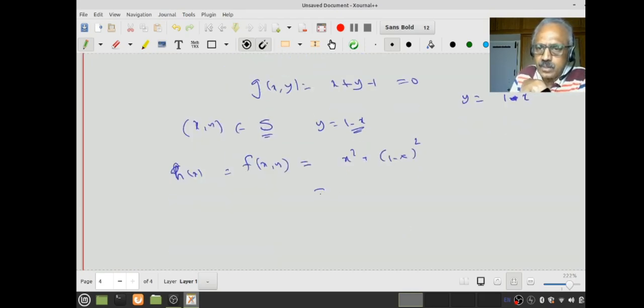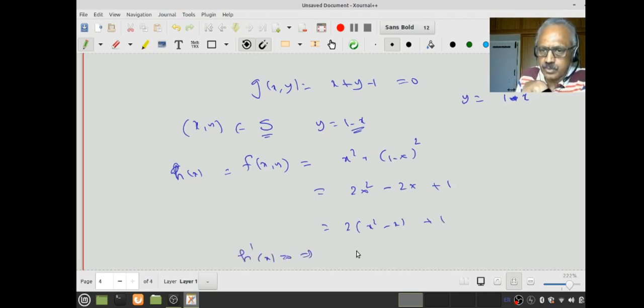Call it h of x. That is x squared plus x squared minus 2x plus 1. I hope I wrote it correctly, just make sure. Therefore, 2 times (x squared minus x) plus 1. Therefore h dash of x equal to 0 would imply 2 times (2x minus 1) must be 0. That means x must be equal to half. Therefore y is also equal to half, because y is 1 minus x.